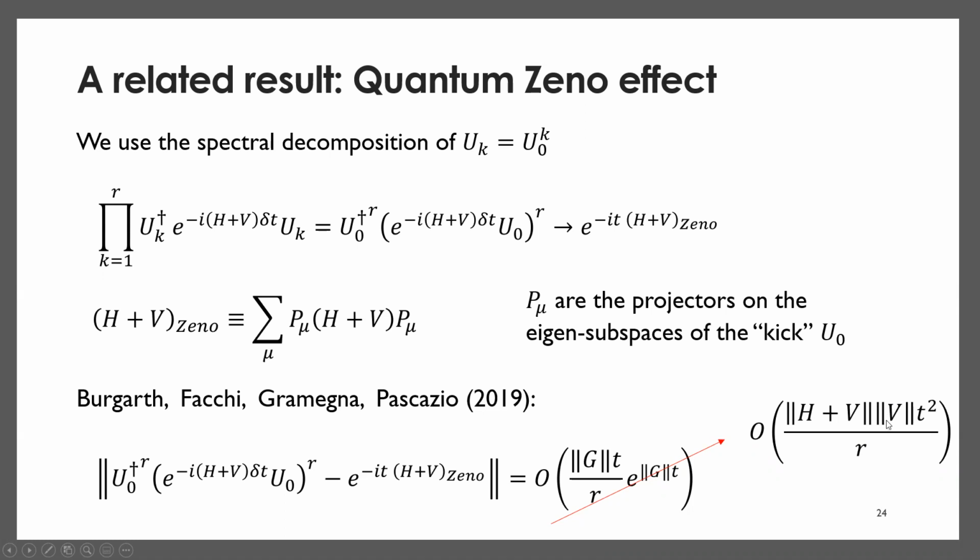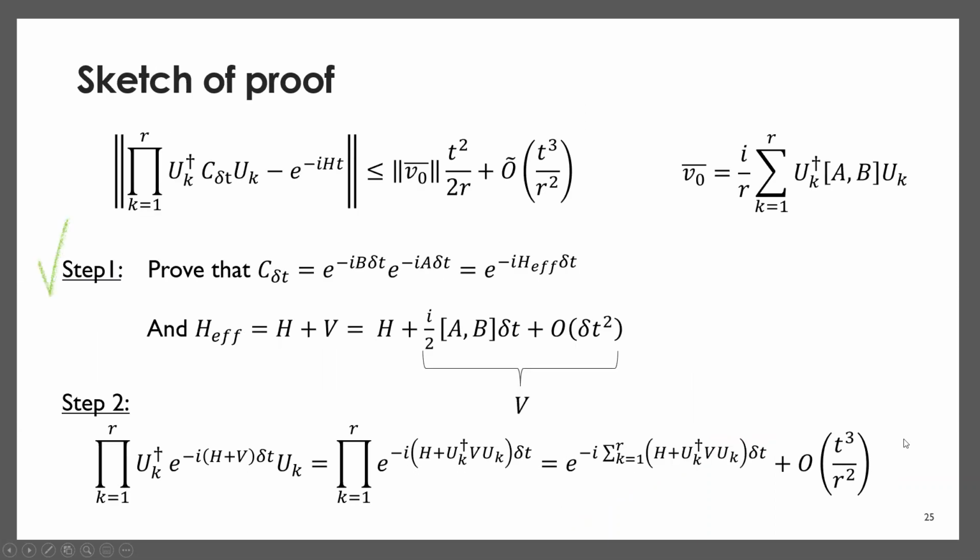For example, here you can see that V is of order delta T, and delta T is just T over R, and that's why we get the error T cubed over R squared. And that's basically the second step of our proof.